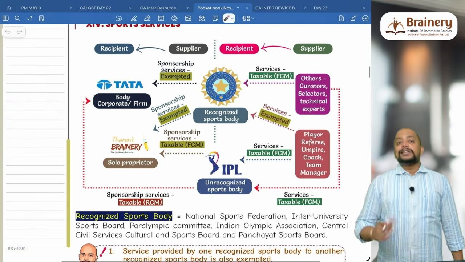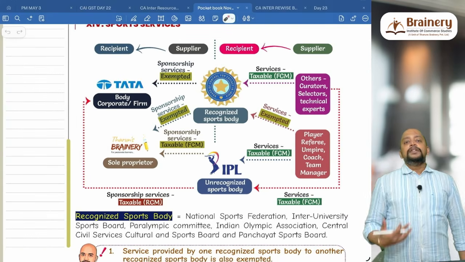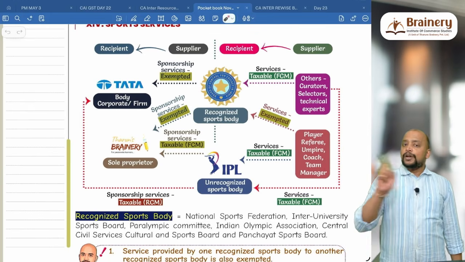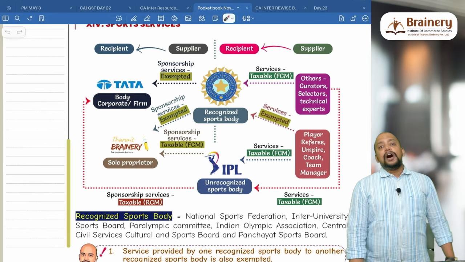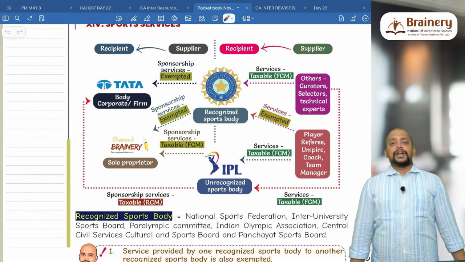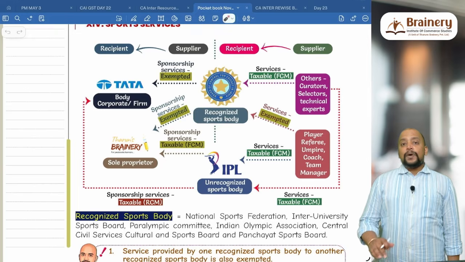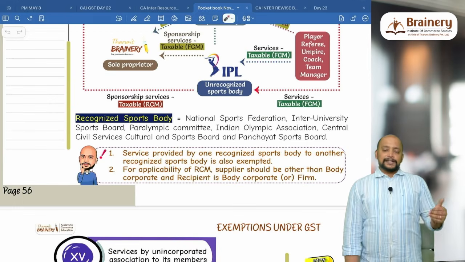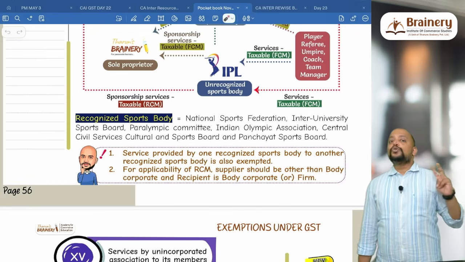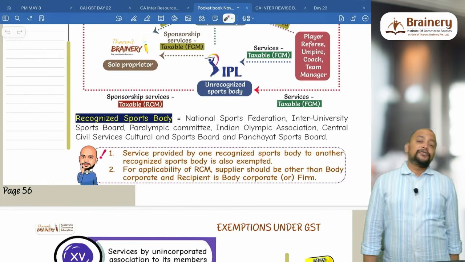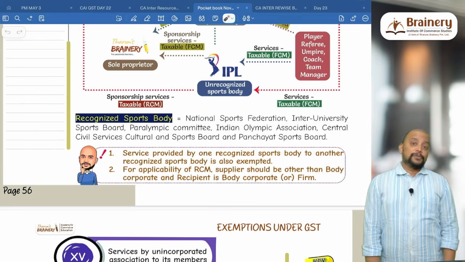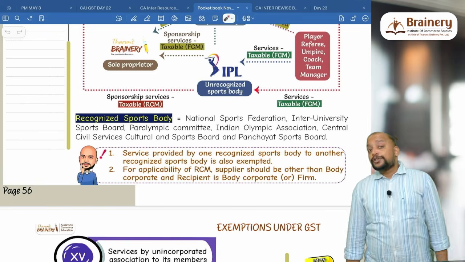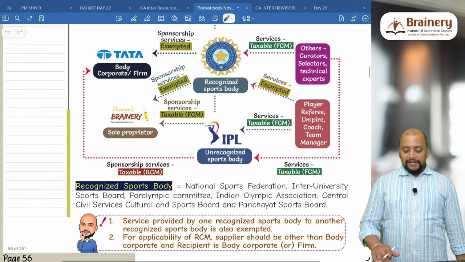Second exemption is services provided by individuals. So individuals as player, referee, umpire, coach or team manager, only to a recognized sports body, is exempted. All others will be taxable even though to a recognized sports body. And next, one recognized sports body to another recognized sports body is also exempted. Next, we have RCM. For RCM, two conditions: supplier should be other than body corporate, and recipient should be body corporate or firm. Then it will be covered under RCM.